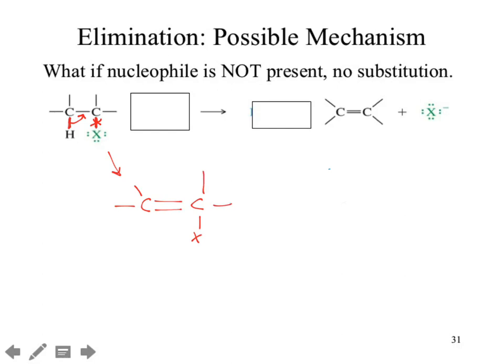I have an octet problem. Can I break the hydrogen first? No. Okay. So what has to happen first? I have to break the leaving group off first.